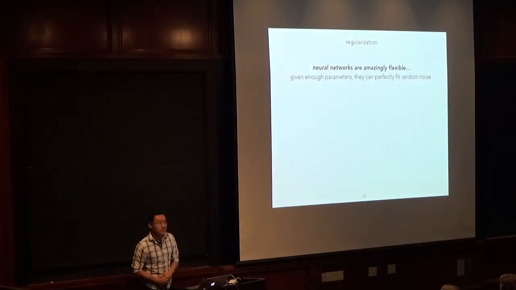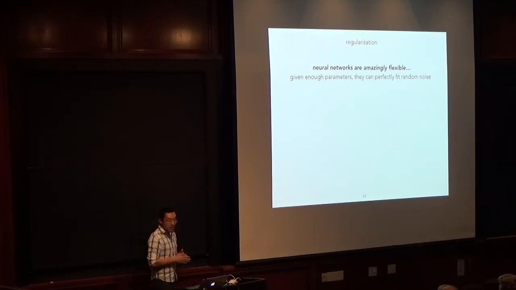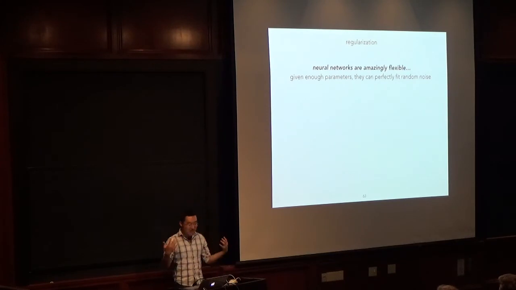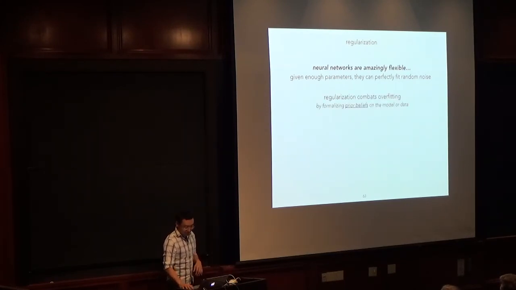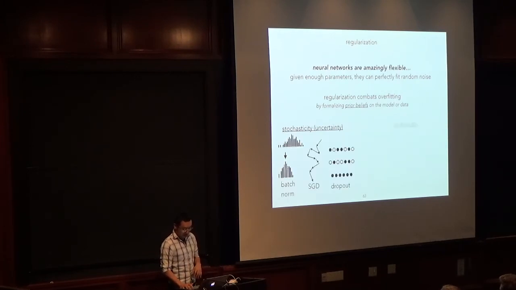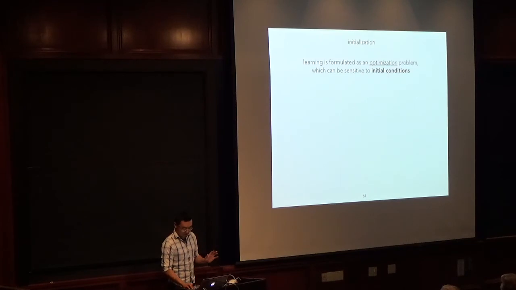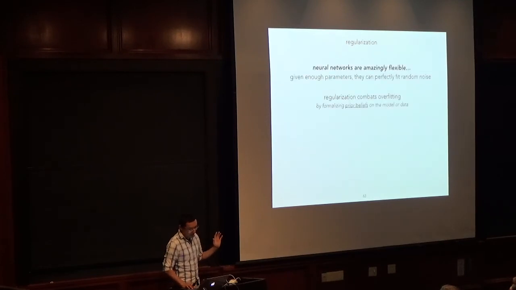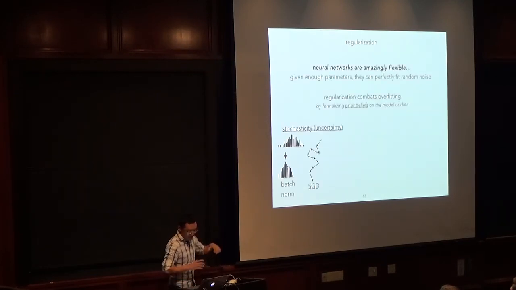Okay, so regularization. Deep neural nets are amazingly flexible. These days they have billions of parameters. Let me just skip through this. Sorry, I was jumping ahead of myself. So regularization prevents overfitting. It turns out that stochastic, sorry, I'm not used to Keynote.